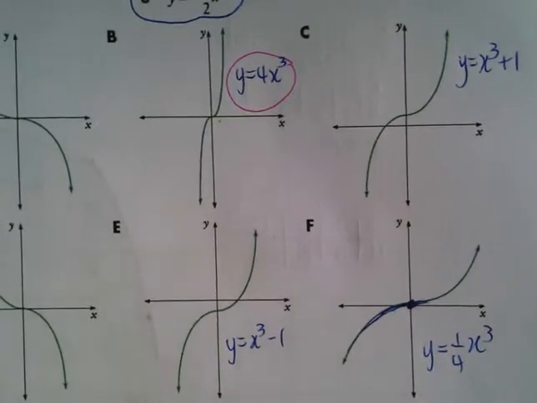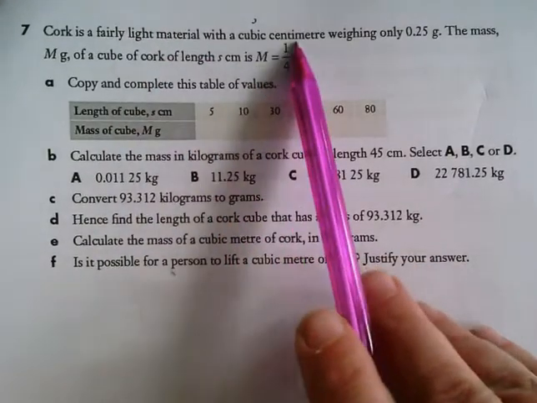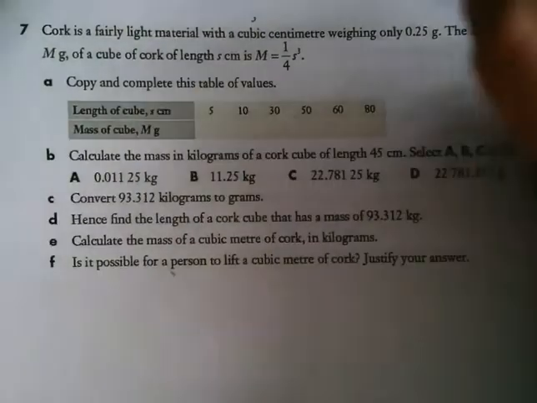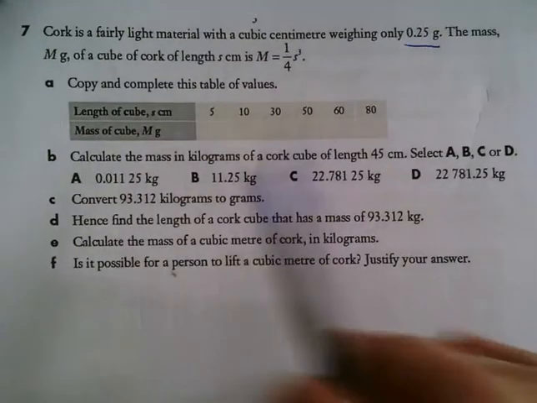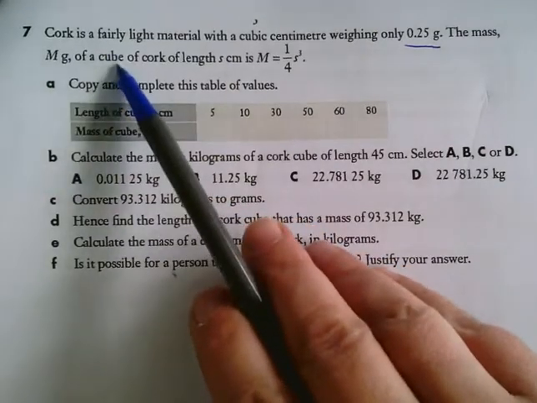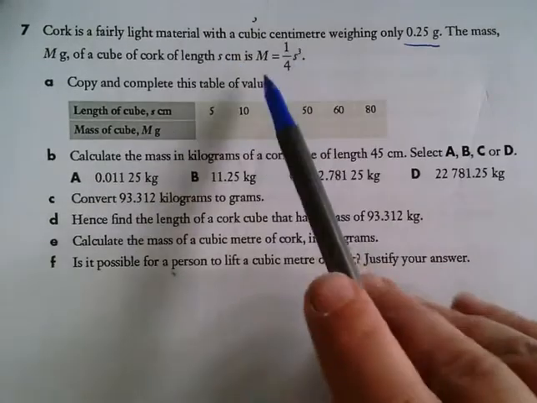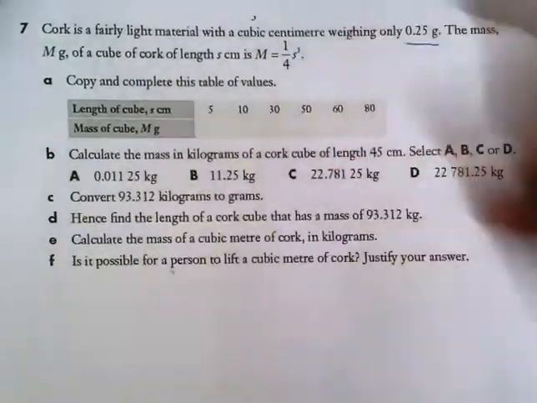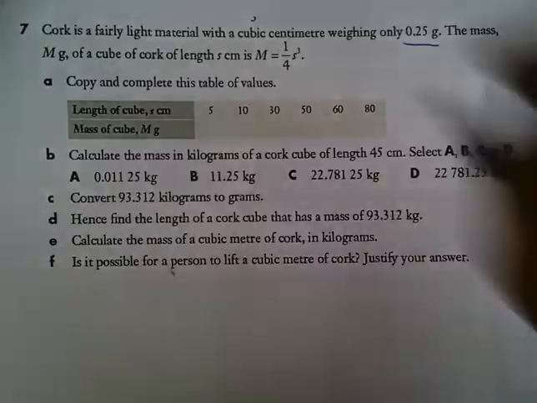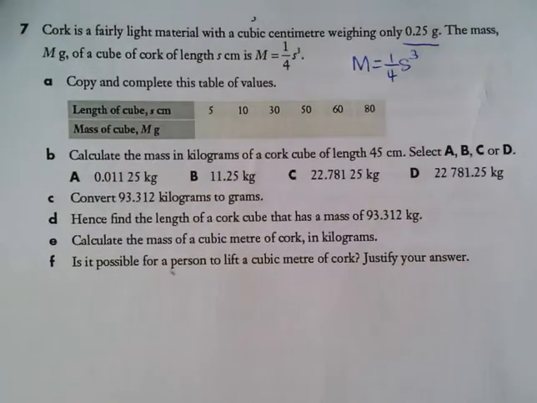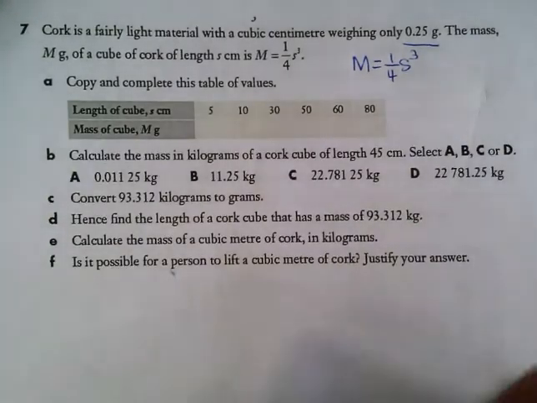Okay? A light material with a cubic centimetre. That's a little centimetre cube. Remember primary school? The little brownish tan coloured centimetre cube. Weighing only 0.25 grams. The mass M of a cube of cork of length S centimetres is this. M equals 1/4 S cubed. It's a cubic. It's going to look like this.